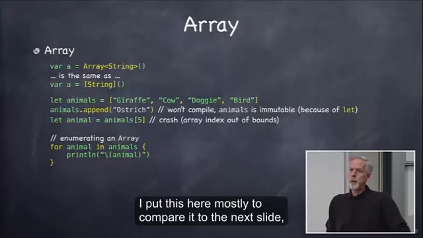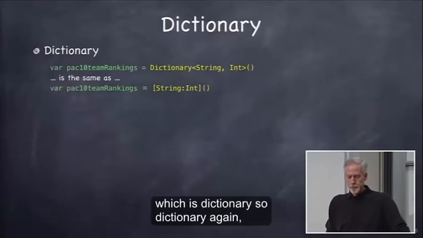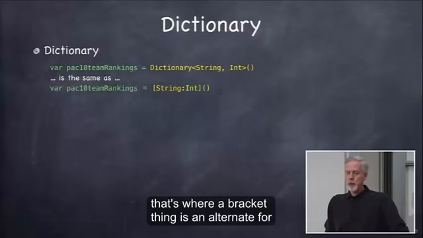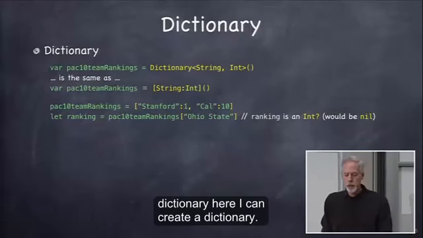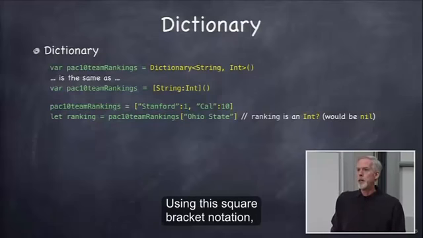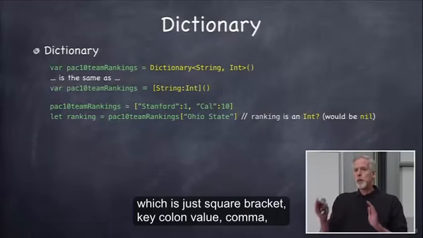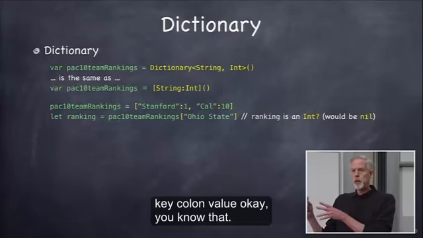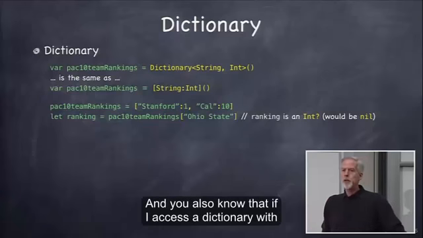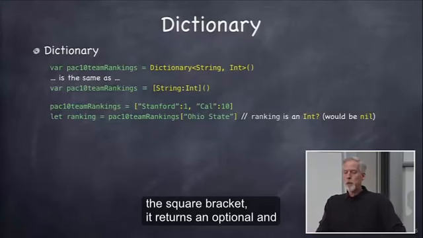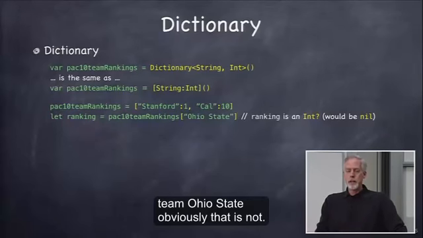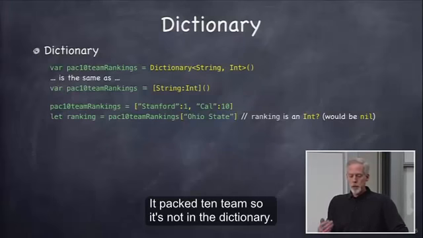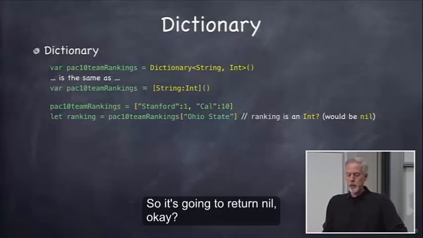I put this here mostly to compare it to the next slide, which is dictionary. So dictionary, again, that square bracket thing is an alternate for the exact same thing. If I had a nice dictionary here, I can create a dictionary using this square bracket notation, which is just square bracket, key colon value, comma, key colon value. Okay, you know that. And you also know that if I access a dictionary with the square brackets, it returns an optional. That's because, for example, here I'm looking up Pac-10 team Ohio State. Obviously, that is not a Pac-10 team, so it's not in the dictionary, so it's going to return nil.